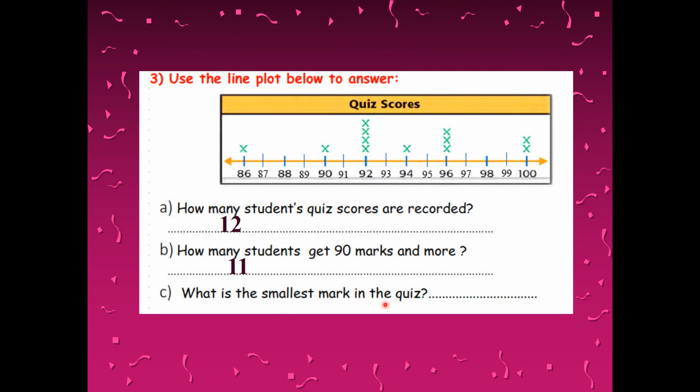So here this question: what is the smallest mark in the quiz? The smallest mark here in the quiz, we're going to the smallest number here, it's 86. So how many students get 86? Only 1 x, so it's only one student. So the smallest mark here is 86.